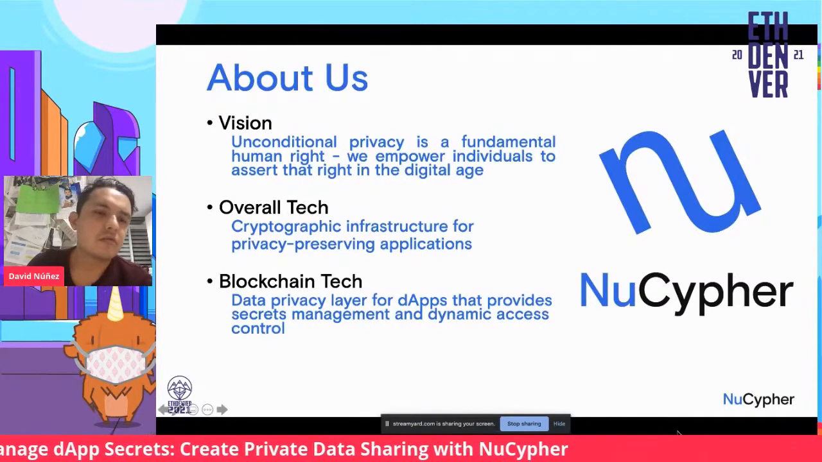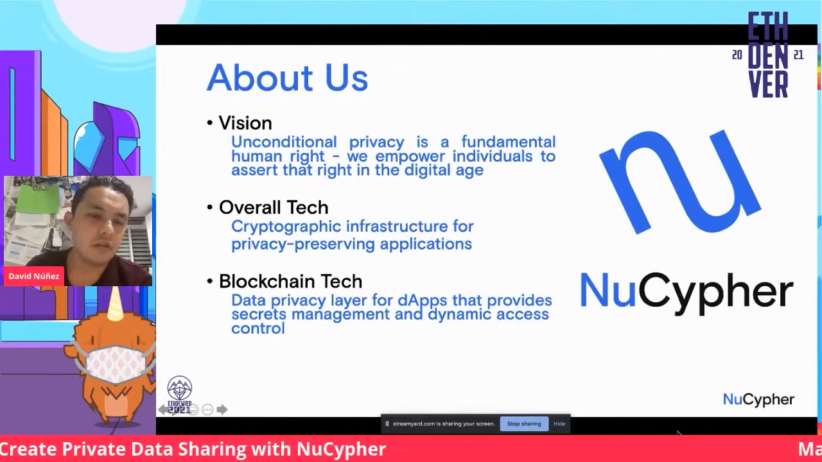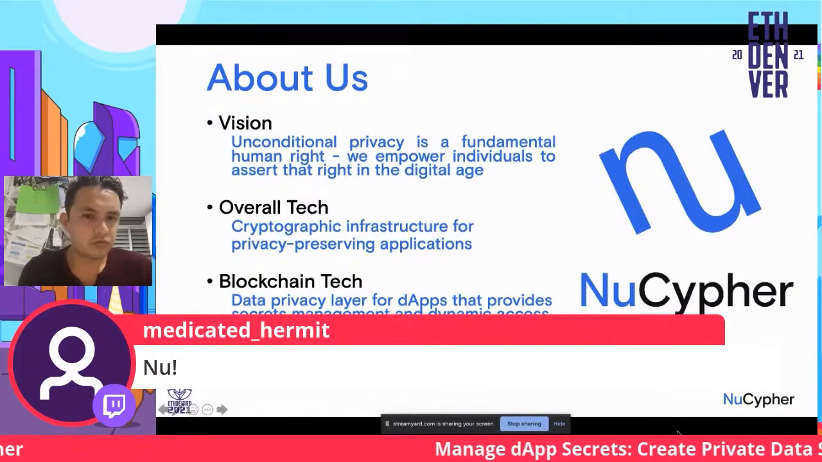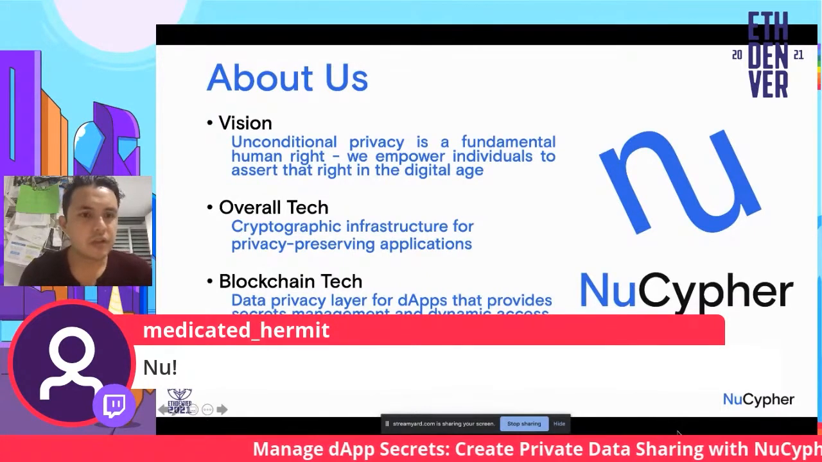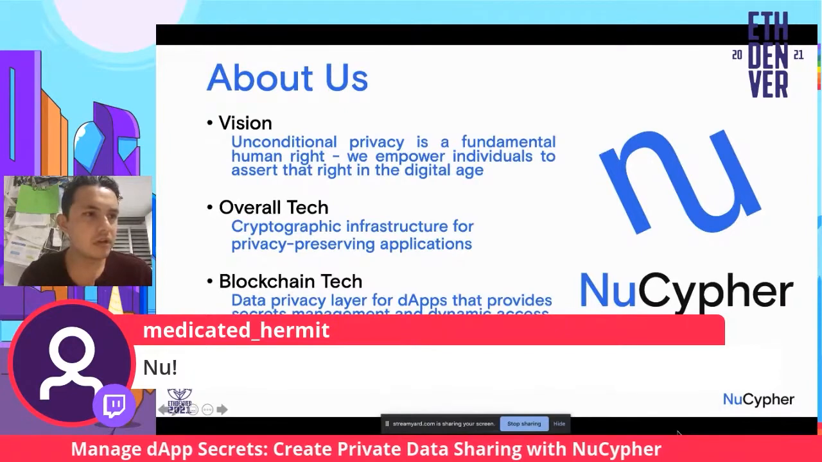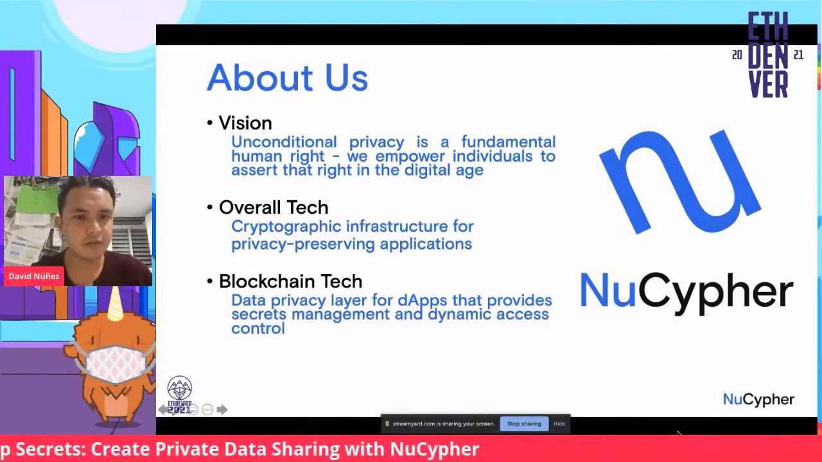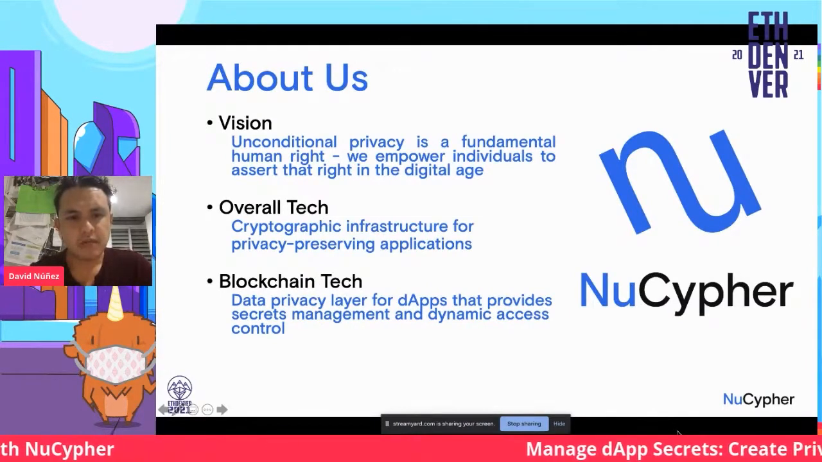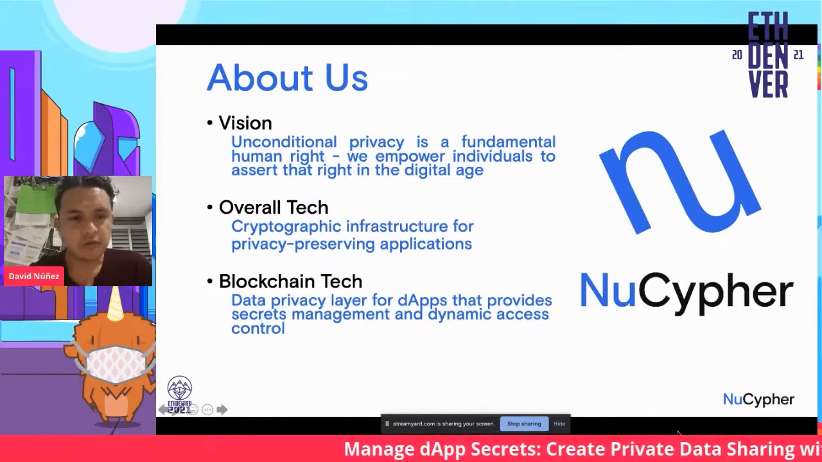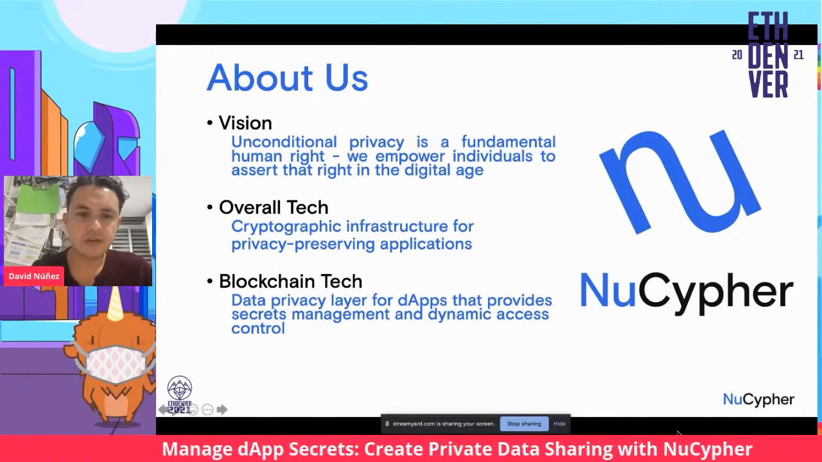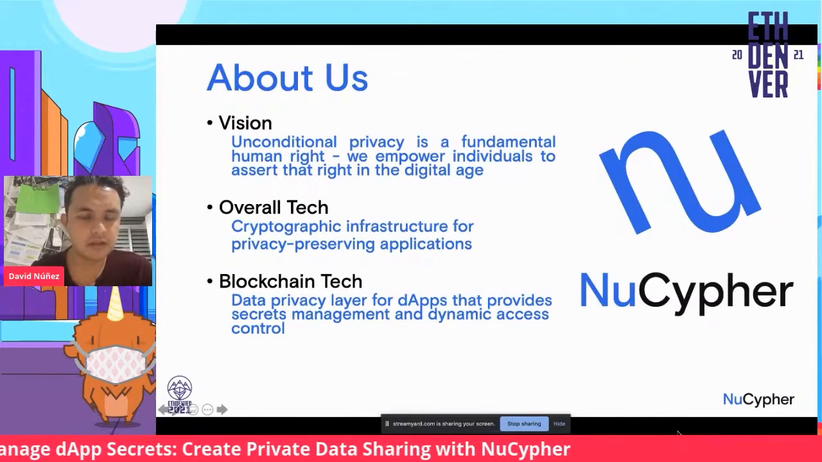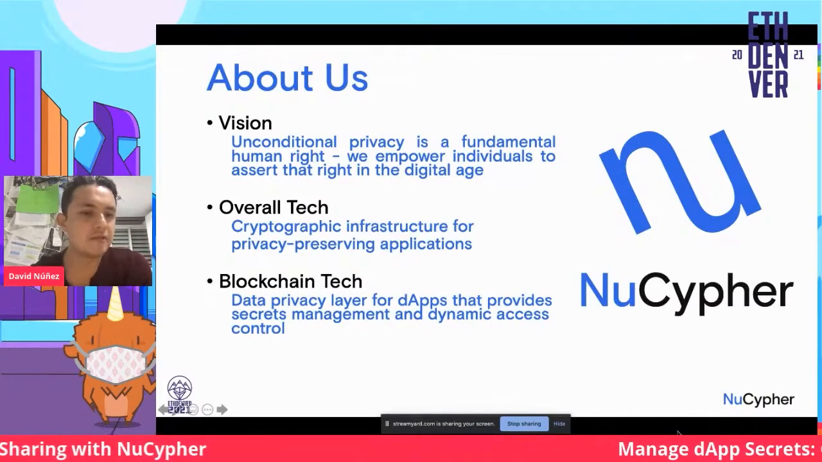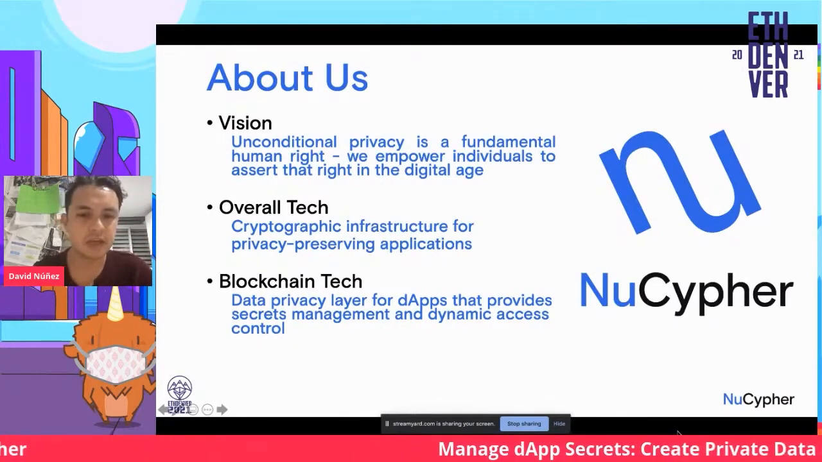From that vision, we created a network, an infrastructure that enables the provision of a cryptographic service that powers privacy preserving applications. And in the blockchain space, NuCypher can be used as a data privacy layer for decentralized applications, and that gives the functionality basically of secrets management and dynamic access control.